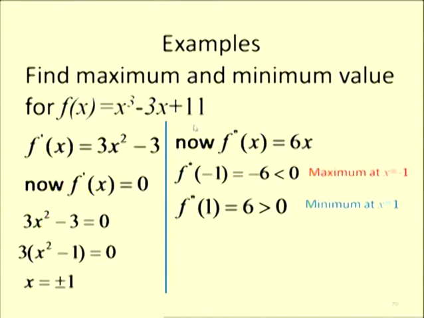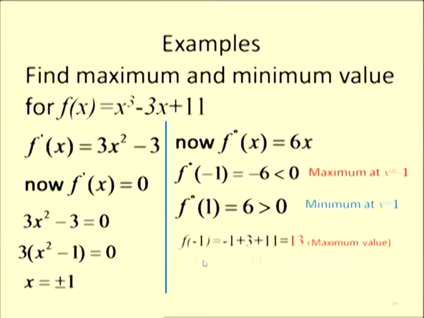Now let us find the maximum value of this function. To get the maximum value of the function, we put x is equal to minus 1 in the equation. So if we put x is equal to minus 1 here, it is minus 1 cube, that is minus 1, plus 3 plus 11. So 11 plus 3, 14 minus 1 is 13. This is the maximum value of the function. So the function gets maximum value 13 at x is equal to minus 1.